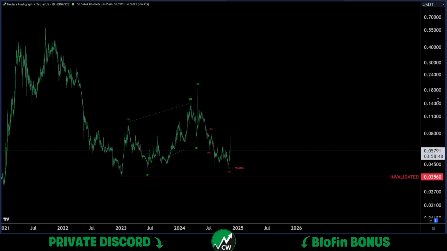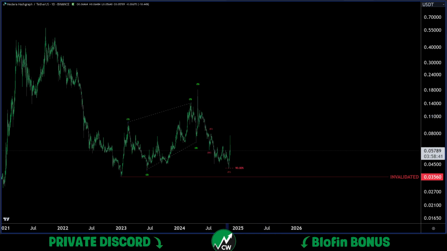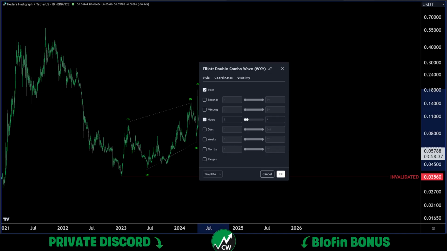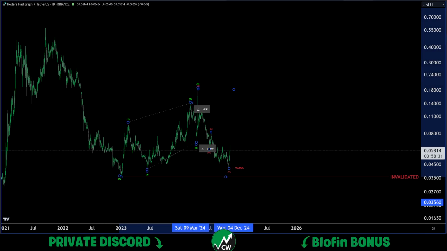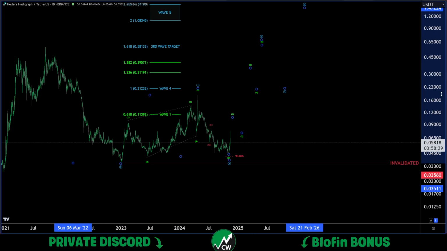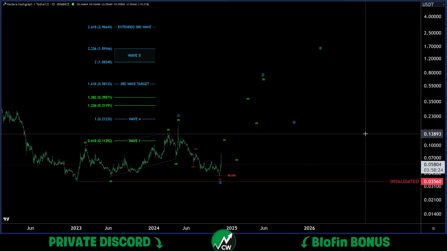So that being said, let's look at the larger time frames for our counts. Where are my counts? Disappeared on me. There we go. So, first of all, depends if we get extended or not here.